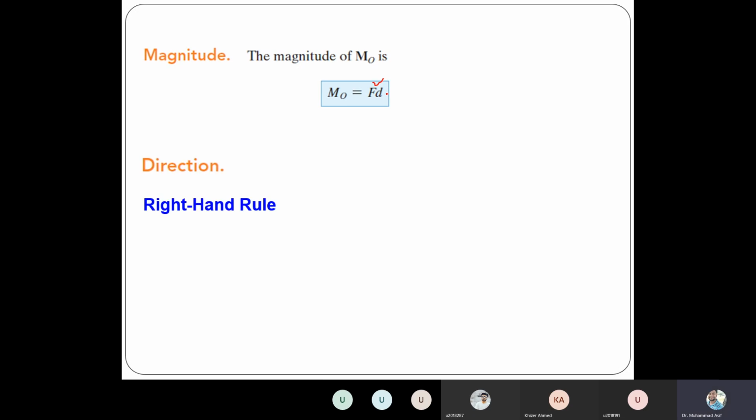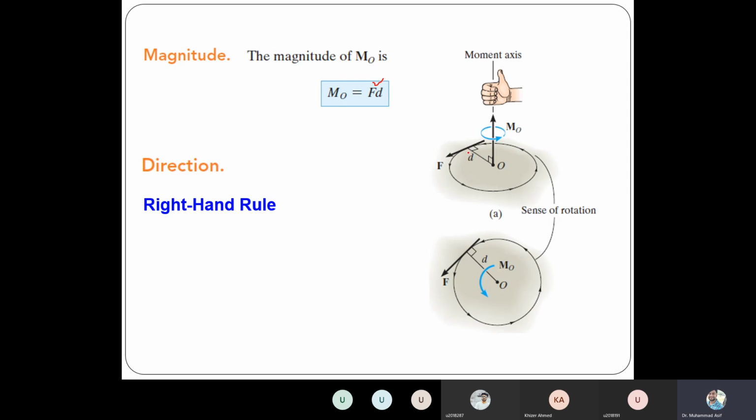And to figure out the direction of this moment, we will use the right hand rule, right? What does the right hand rule say? If this is the applied force, let's say F, about point O, and this is the moment arm, let's say d, then the direction of the moment is perpendicular to this plane, right? Right hand rule means the curl of the fingers is the rotation of this force about point O, right? And then the direction of the thumb will indicate the axis of the moment. So the moment will be perpendicular to the plane of the force and the moment arm, right?